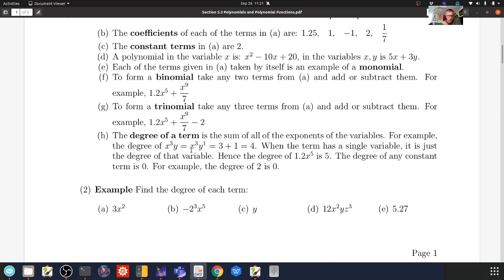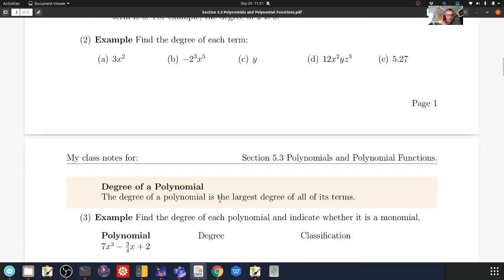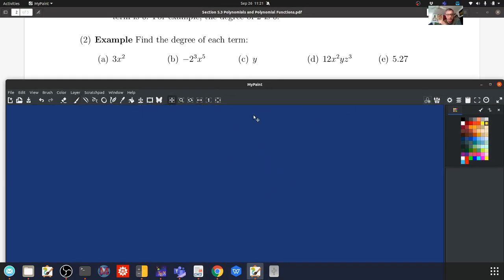x to the third times y is equal to x to the third times y to the first, which is 3 plus 1, which is 4. So the degree of 1.2 x to the fifth, there's only one variable, so it's 5. So let's actually play around with that. You should take note of this. It's a question that usually appears upon an exam, and for some reason it's missed quite often.